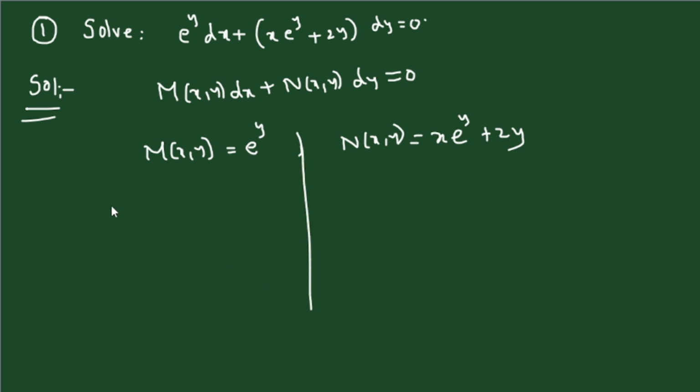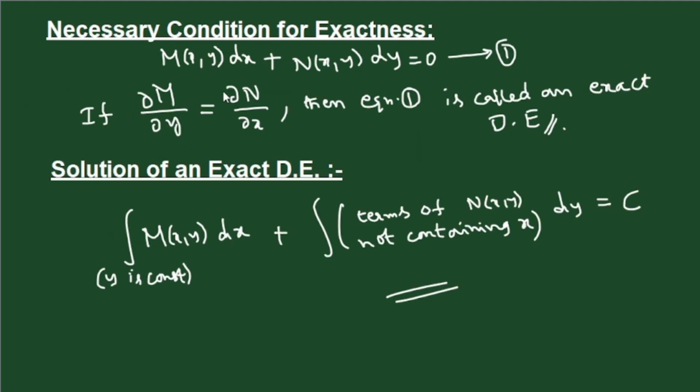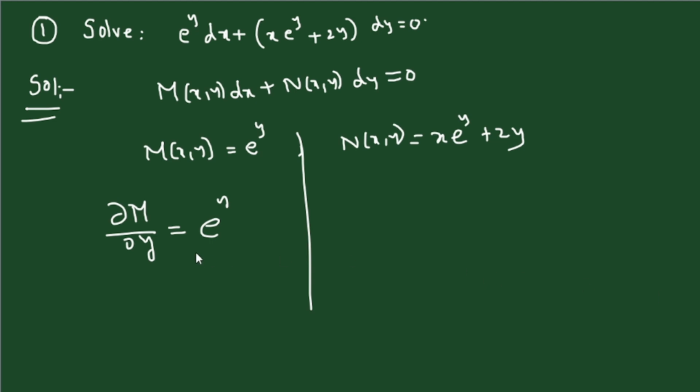Now, what is dou m by dou y? Dou m by dou y is e power y, because the derivative of e power x is e power x with respect to x. Here we are doing it with respect to y. To check the exactness of the equation, we need dou m by dou y equal to dou n by dou x. Now we have found dou m by dou y, the partial derivative of m with respect to y. This is the partial derivative of n with respect to x. We are differentiating with respect to x.